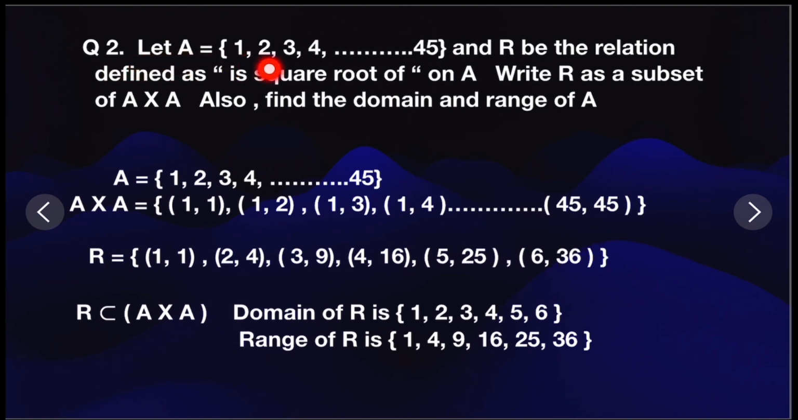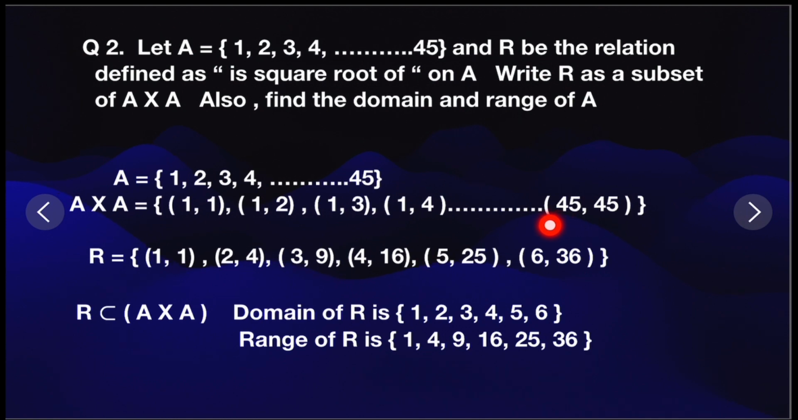Question 2. Let A is equal to {1, 2, 3, up to 45}. R be a relation defined as 'is square root of' on A. Write R as a subset of A cross A. Also find the domain and range of R. So first write down the set A cross A, all the ordered pairs. Here there are many, like (45, 45).